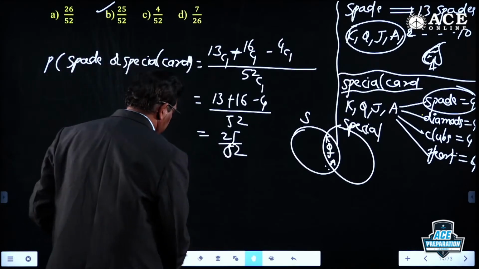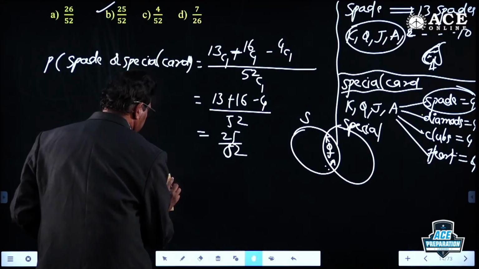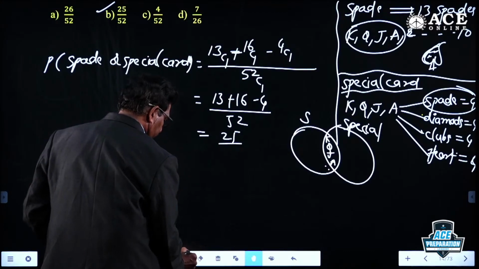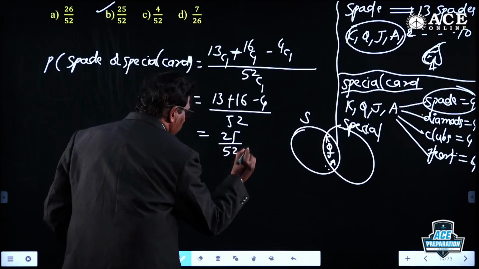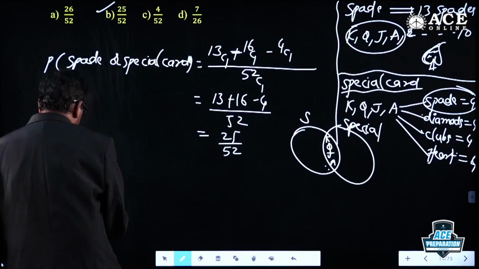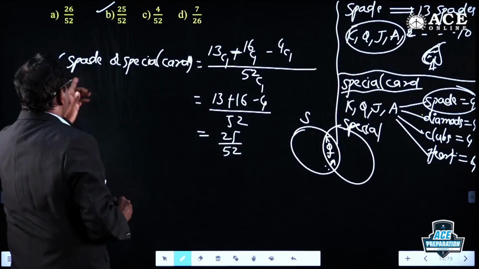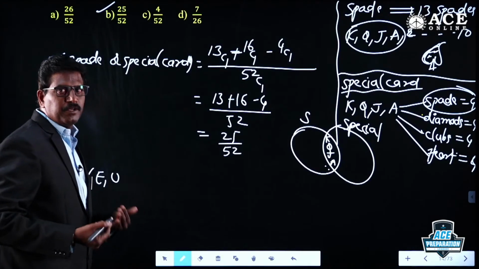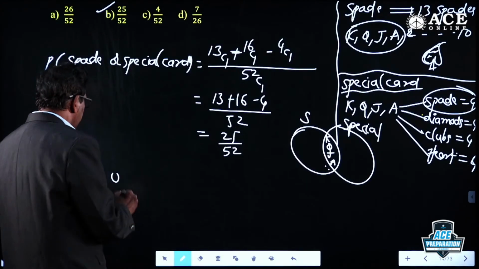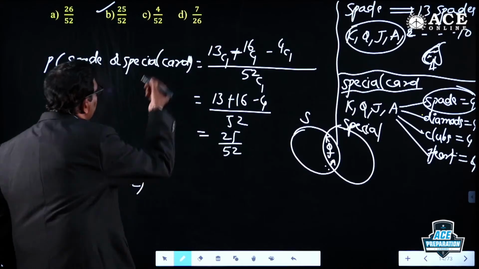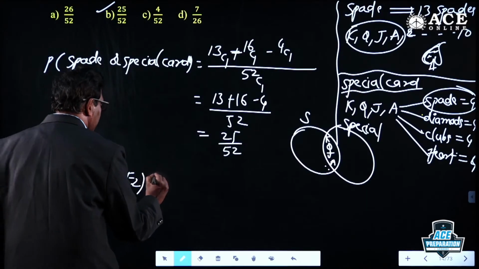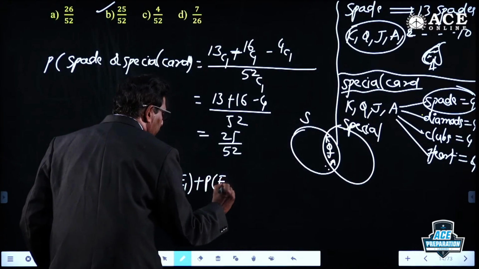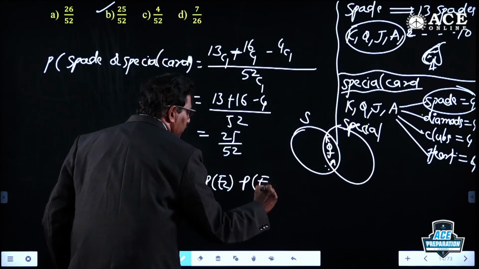Say this. I need to apply the addition theorem for two events. What is it? Suppose E1 is the event of a spade, and union means either A or B, so E1 union E2, where E2 is a special card. What is the formula? P of E1 plus P of E2 minus P of E1 intersection E2.